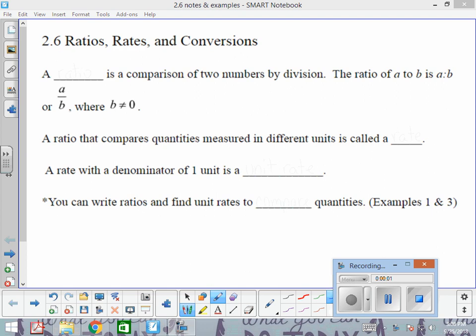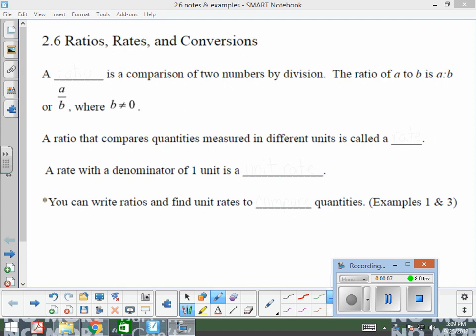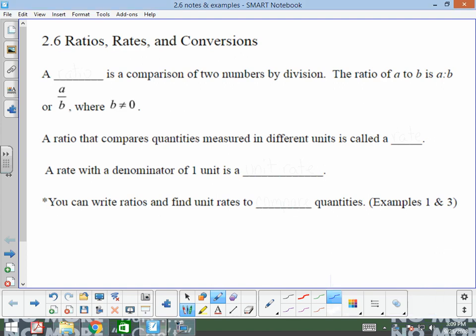In this lesson, chapter 2, section 6, we're looking at ratios, rates, and conversions. You are going to be able to use a calculator in this section, so you can get that handy dandy calculator out in just a moment and start using it with me.